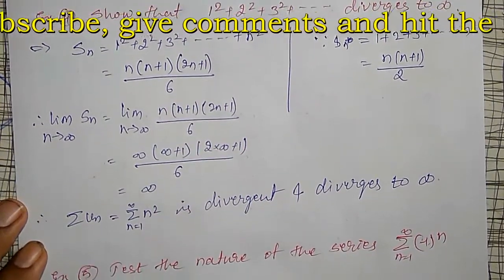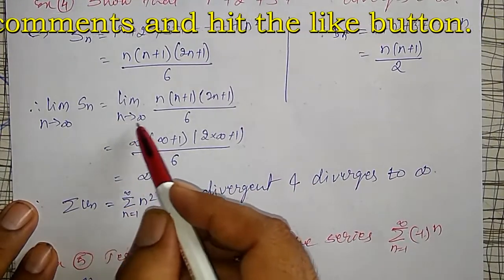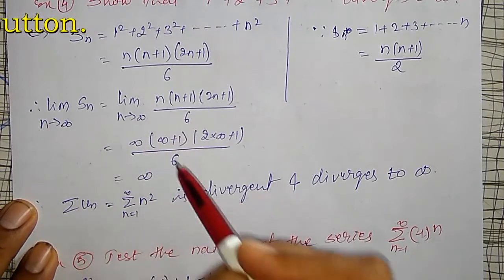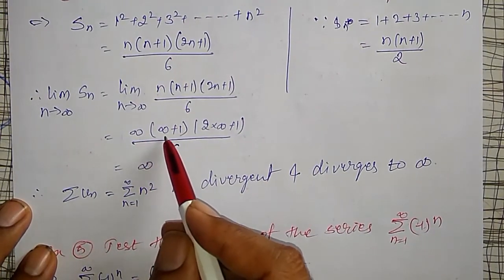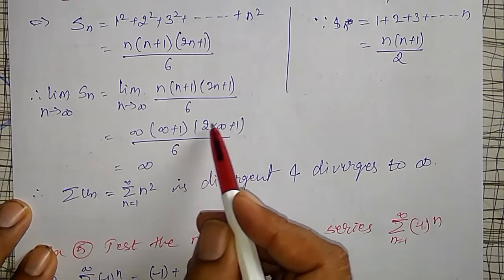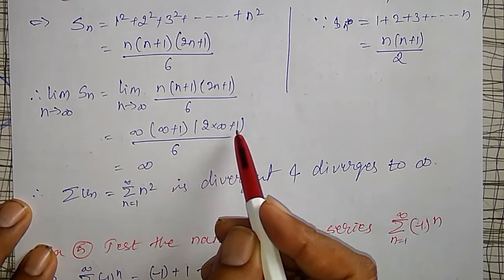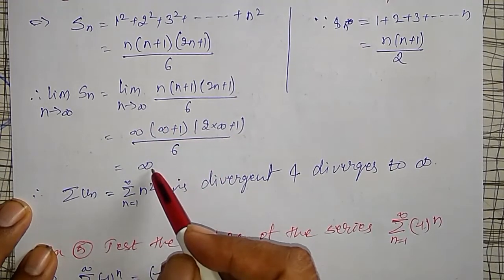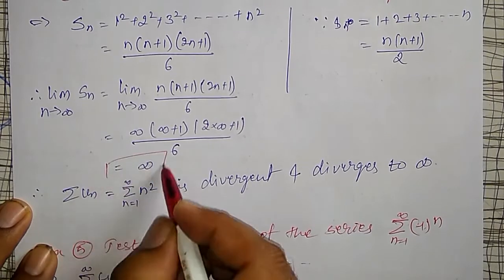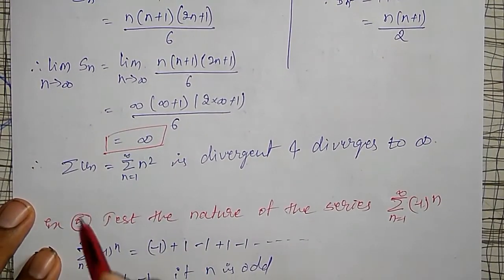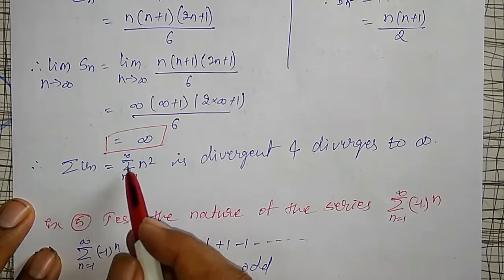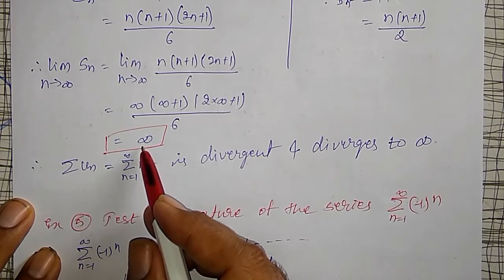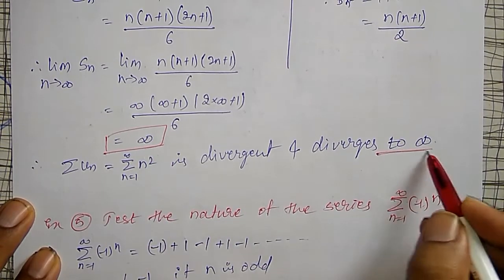Taking the limit as n tends to infinity for this, limit as n tends to infinity, n into n plus 1 into 2n plus 1. Substituting n equal to infinity here: infinity into infinity, infinity plus 1 is again infinity, infinity into 2 is again infinity, plus 1 is also infinity. Therefore, infinity into infinity again becomes infinity, divided by 6 also becomes infinity. Therefore, series un, which is series n square, is divergent. It is tending to plus infinity here. Therefore, it diverges to plus infinity.